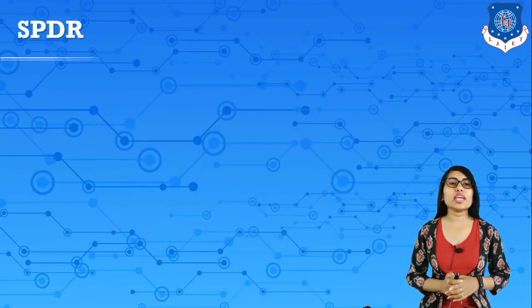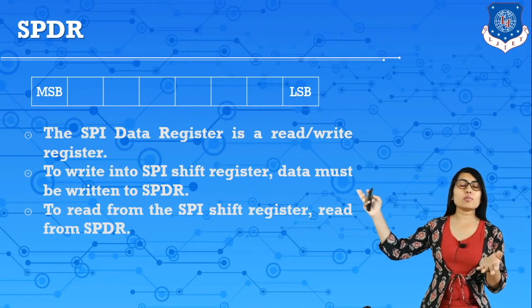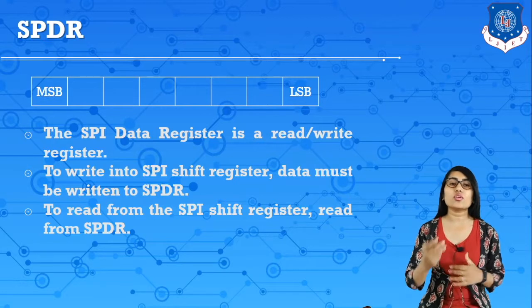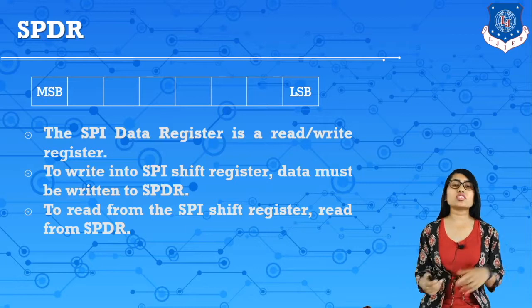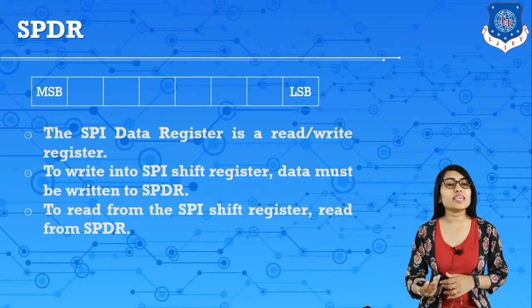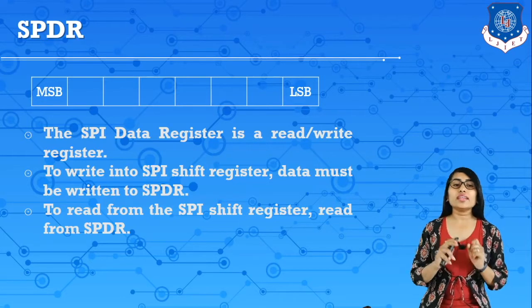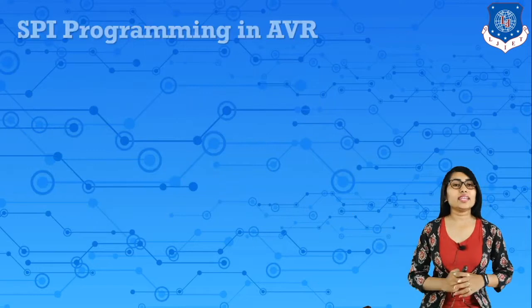Now next we have the SPDR. In the SPDR we have just MSB and all bits and then LSB. The SPI data register is a read and write register. To write into the SPI shift register, data must be written in the SPDR register, and to read from the SPI shift register, read the data from the SPDR register. So this is the SPI data register.